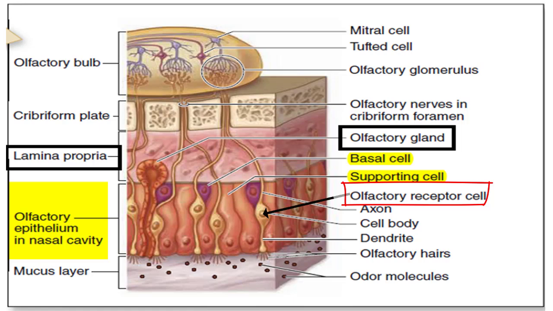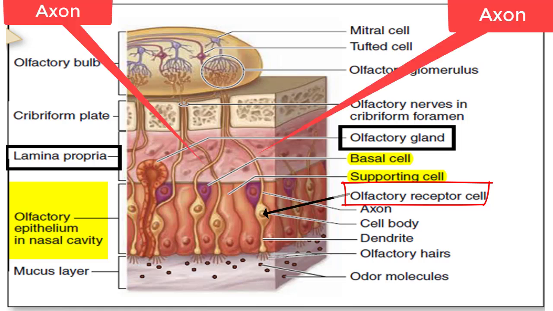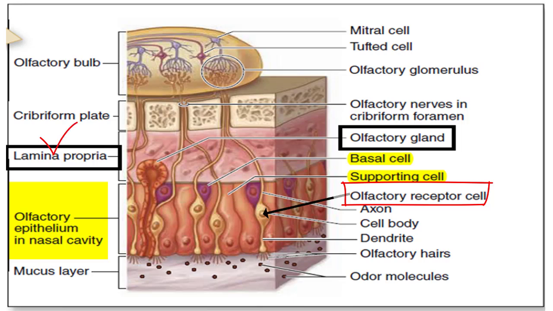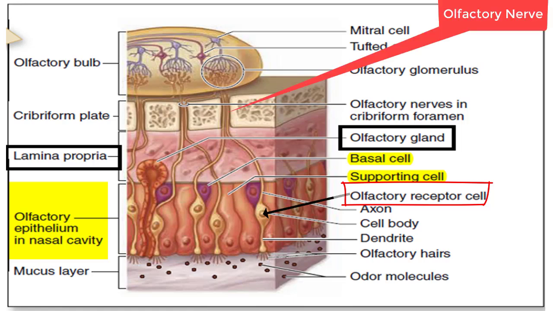So here do focus and please remember that the axons of olfactory cells, when they leave this epithelium, unite in the lamina propria of this epithelium. After these axons unite in the lamina propria, they form the first cranial nerve that we know, that is the olfactory nerve. So the olfactory nerve is formed by the union of these axons in the lamina propria. This nerve passes to the brain. How does it pass to the brain? It passes through the foramina in the cribriform plate of the ethmoid bone.